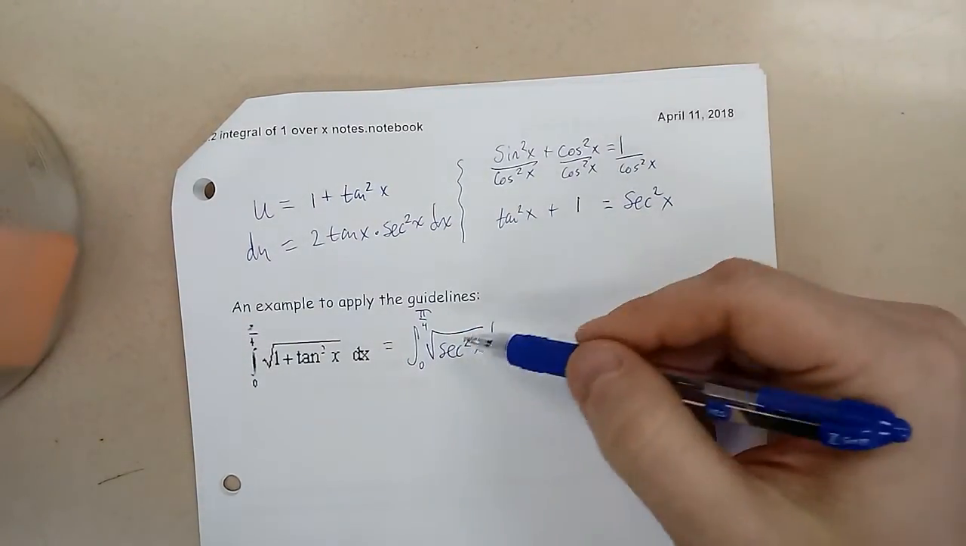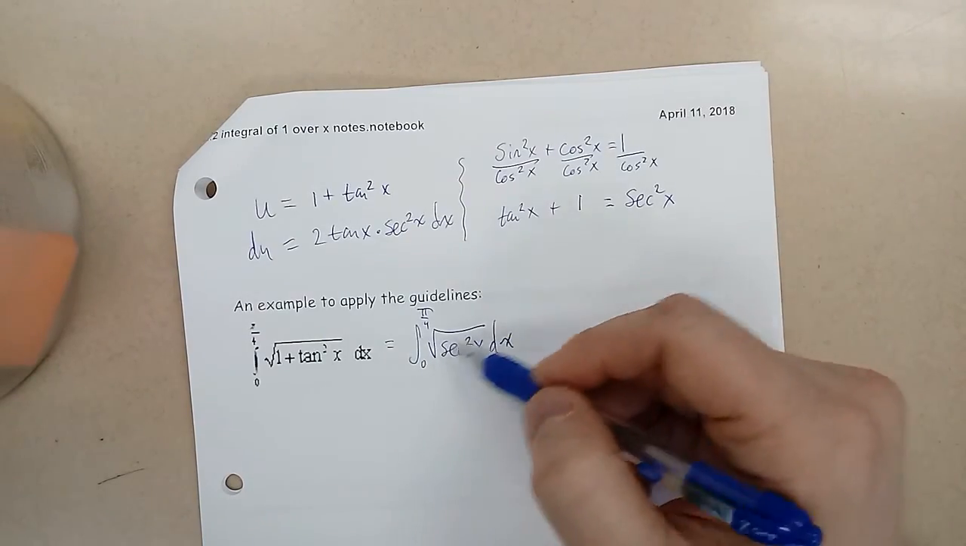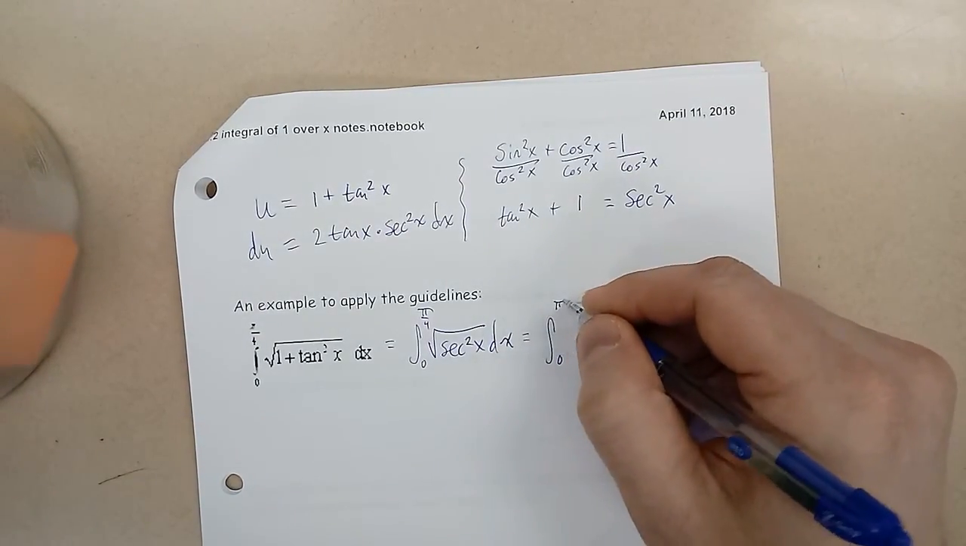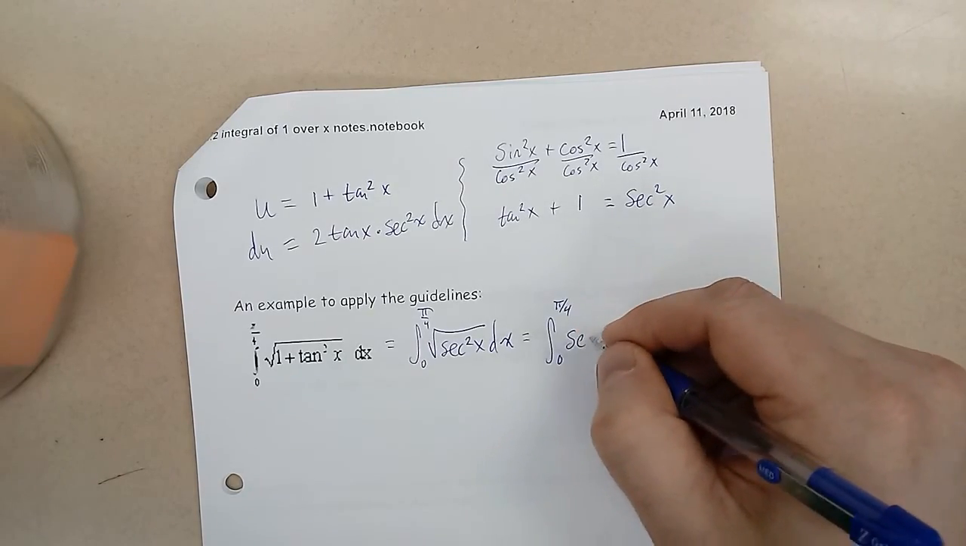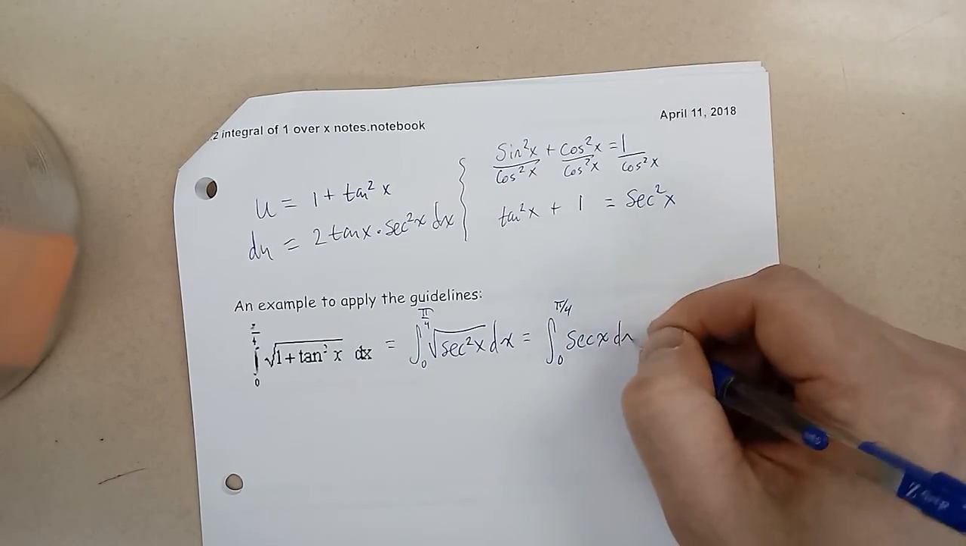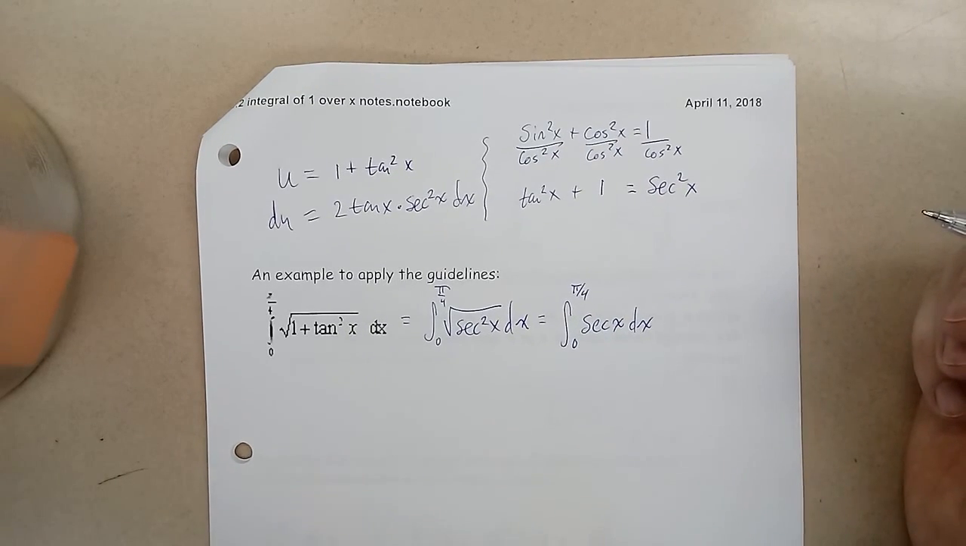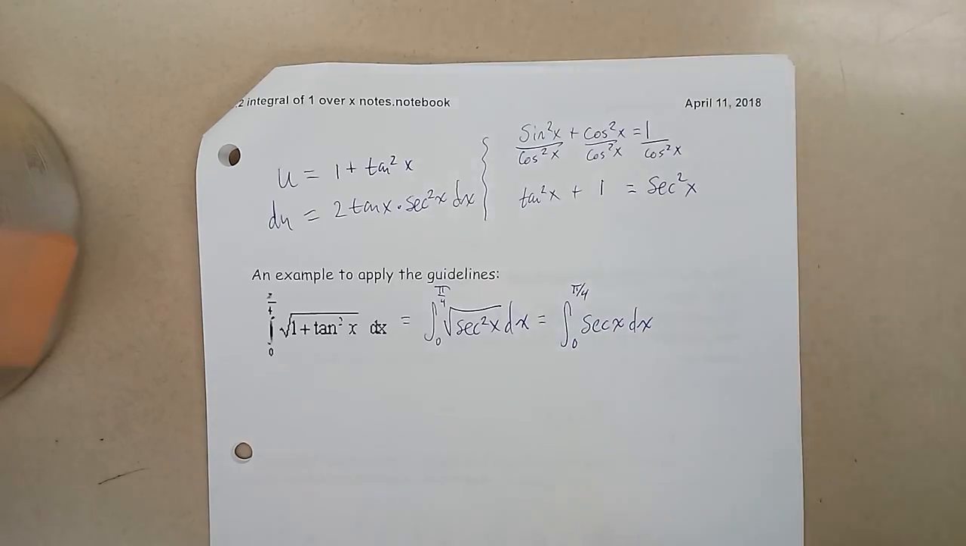And you may be thinking, Mr. Campbell, that looks awful too. Well, yeah, but we're taking the square root of something squared. I can simplify that further to the integral of secant of x dx. And now all I have to do is that formula that I totally remember, and I'm not going to go look up right now.